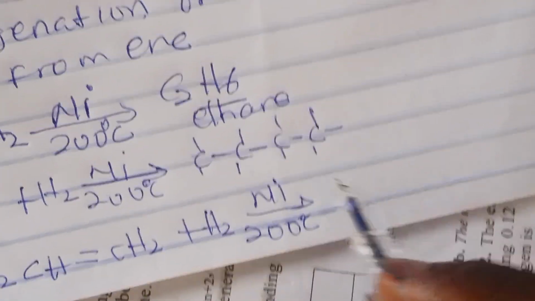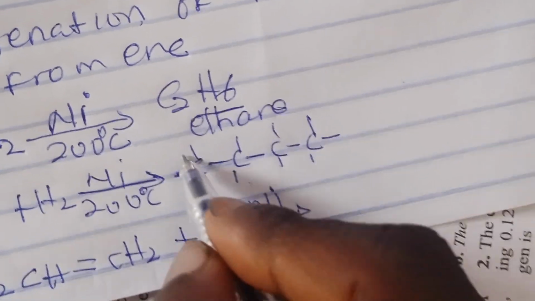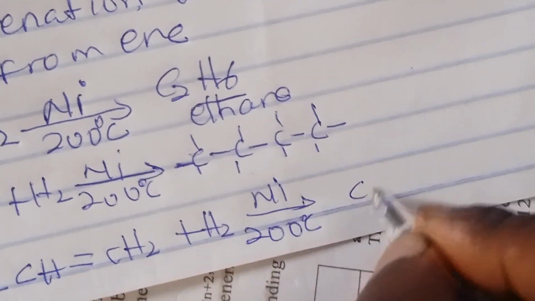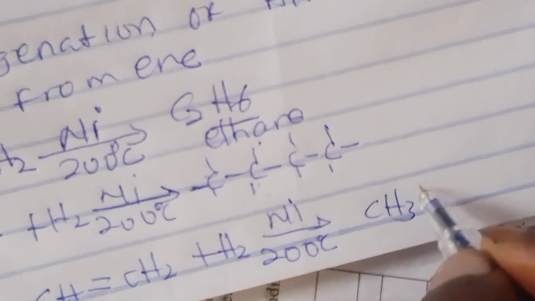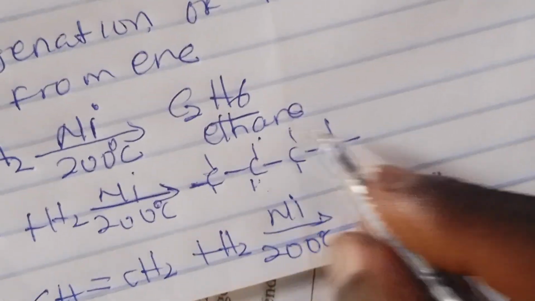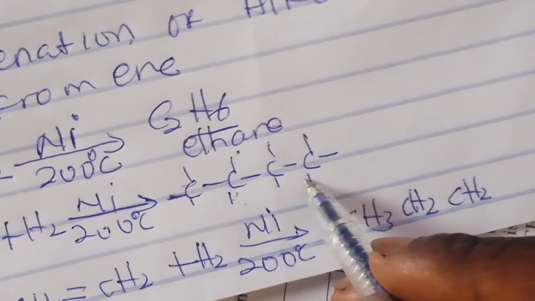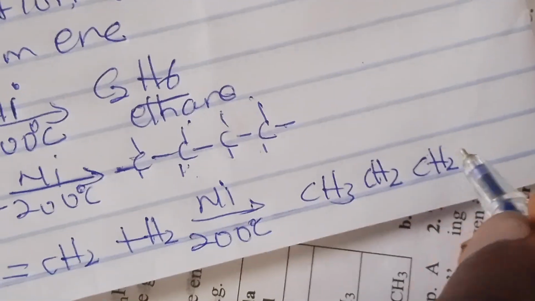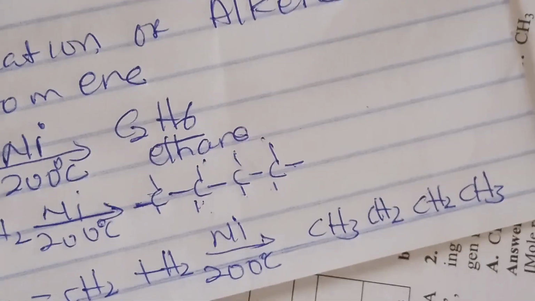So what will it give us? How many hydrogens do we have on this carbon? 3. That will be CH3. What of this one? 1 2. That will be CH2. This one is also CH2. Then how many hydrogens do we have here? 1 2 3. This one will now be CH3. They can bring the question anyhow.